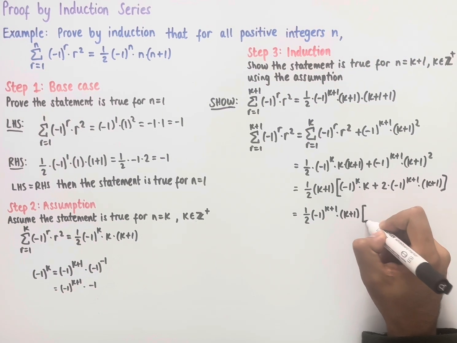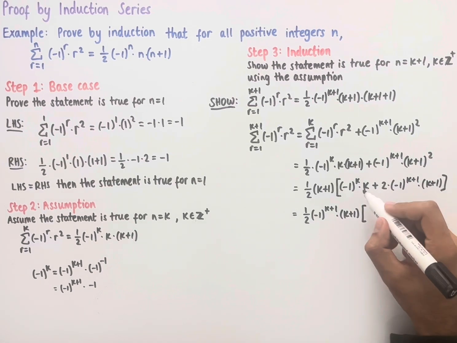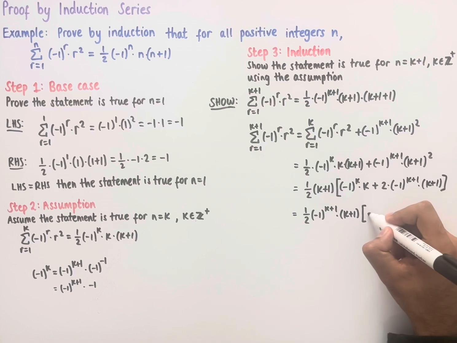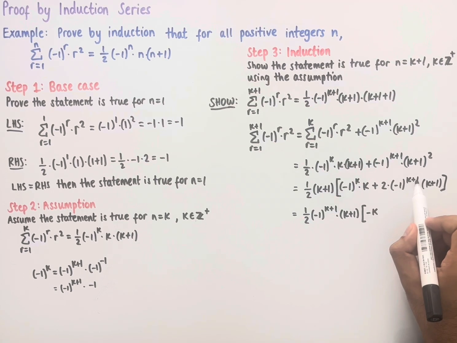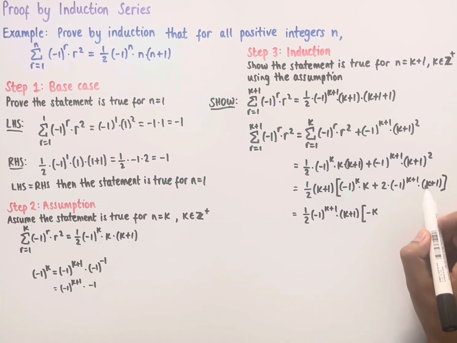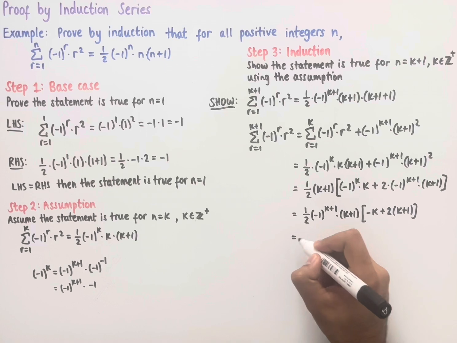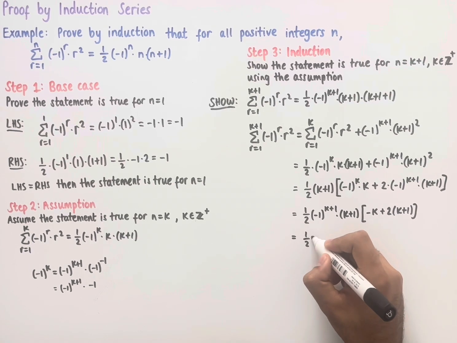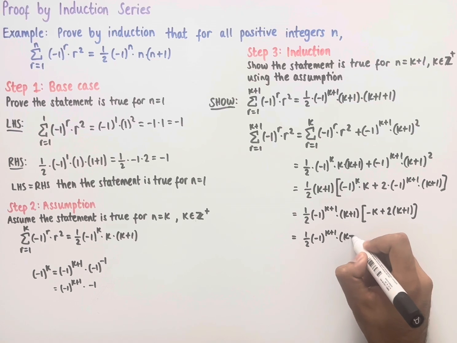Now in square brackets, like we said before, factorizing the minus 1 to the power of k plus 1 out from this term leaves us with minus 1. So we get minus 1 times k, which is minus k. And then since we factorized minus 1 to the power of k plus 1, we're left with 2 times k plus 1. And we're adding that on. If we further simplify this, we end up with a half times minus 1 to the power of k plus 1 times k plus 1.